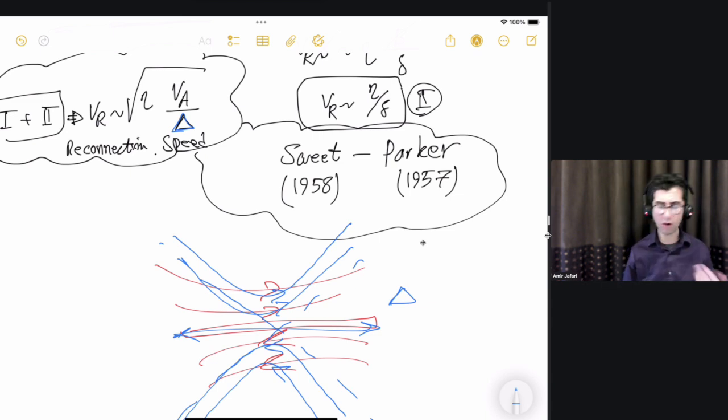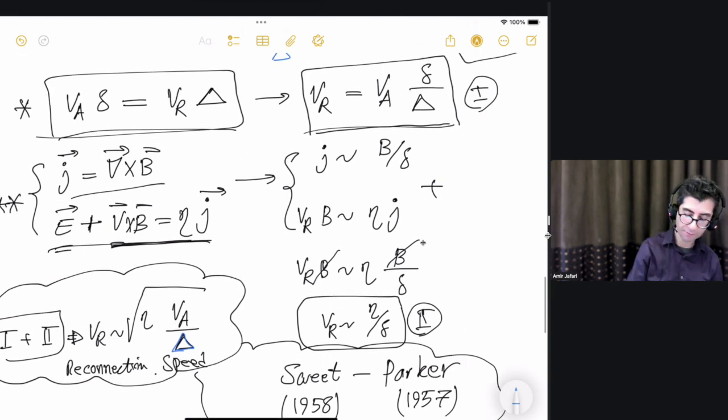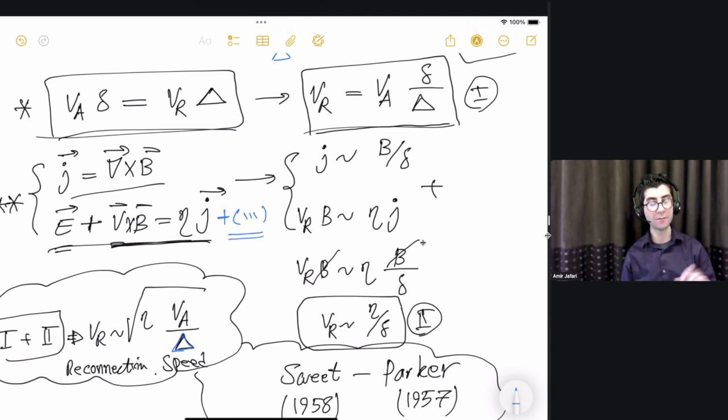And then there are other processes that can, in principle, affect reconnection, making it faster than what the Sweet-Parker reconnection model predicts. For example, Bohm diffusion, different instabilities like tearing modes, the Hall effect, etc. Some of them add different terms to Ohm's law, saying that we have these extra terms from different processes, and in this way you can make the speed faster, compatible with the experiment somehow.